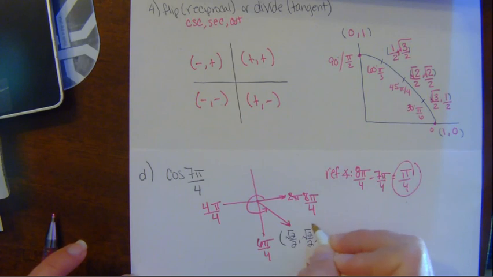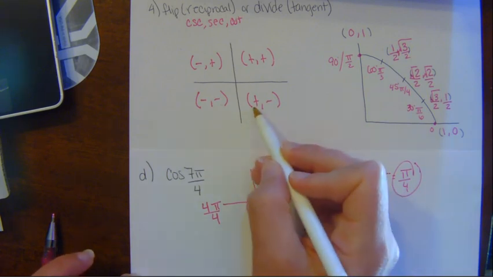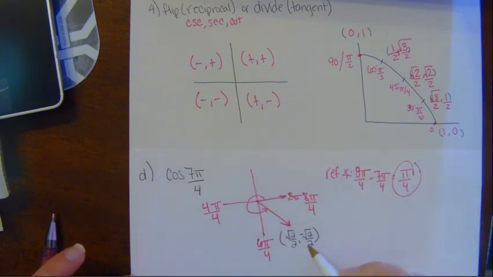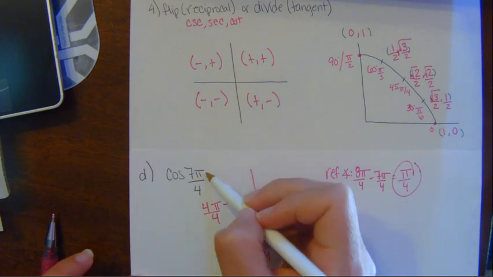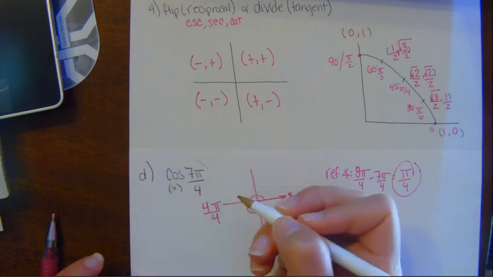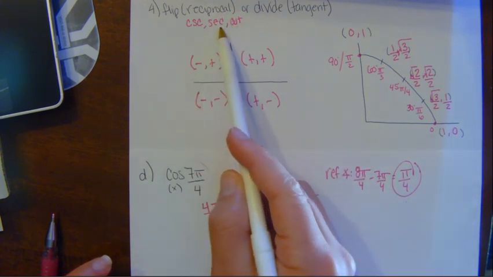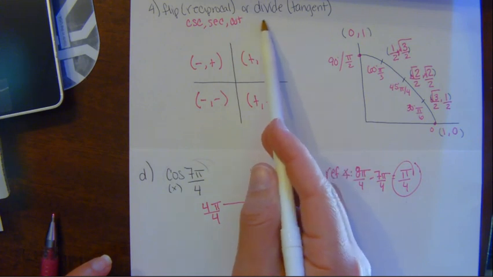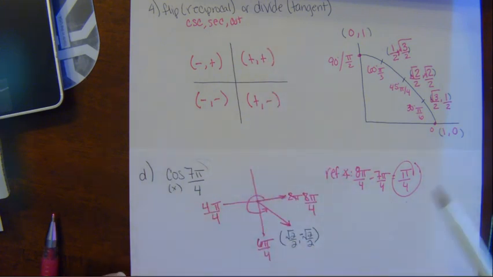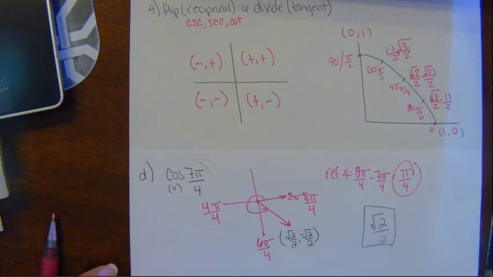Now keep in mind that this is in the fourth quadrant, so I went to the right and I went down. So I have to have a positive, negative for my ordered pair. So I've got my ordered pair. Now I'm just going to say, okay, I want cosine. The cosine, remember, goes with x. We don't have any flipping to do because we don't have one of the reciprocal functions. We don't have a tangent, so we don't have to worry about dividing. So I'm taking my x coordinate right there, radical 2 over 2. Bada bing, bada boom, you're done.